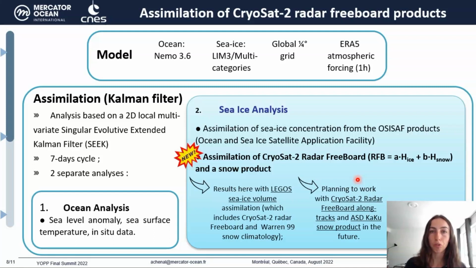I will now present the first results of the assimilation experiments with the NEMO 3.6 and LIM3 model and a sea ice volume assimilation, which includes information from the LEGOS Cryosat-2 radar freeboard and from the snow depth climatology Warren 99. In the future, this assimilation system needs to be adapted to the new NEMO 4.2 NSIQ model, and we plan to use the ASD snow product from LEGOS for data assimilation.